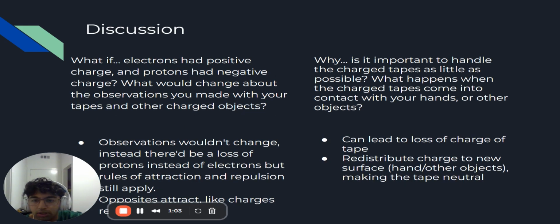So in the discussion for the what-if question, we said observations wouldn't change, and said there'd be a loss of protons instead of electrons, but attraction rules still apply. And for the why question, we said that it can lead to loss of charge of the tape and redistribute the charge.